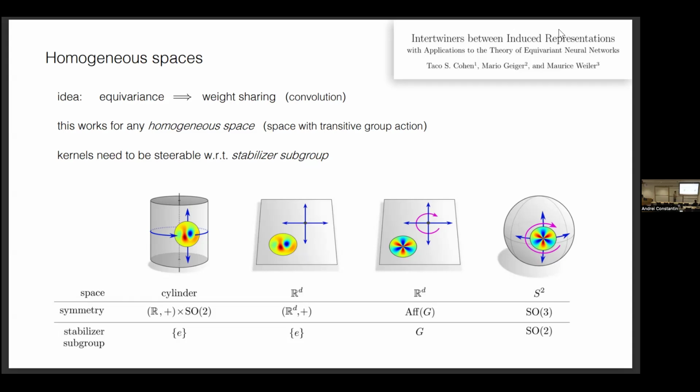And what you're seeing there in the top right is the paper, called Intertwiners between induced representations. The thing here is that we have this global symmetry group, then we have the stabilizer subgroup, and we have these spaces here, and they relate such that.